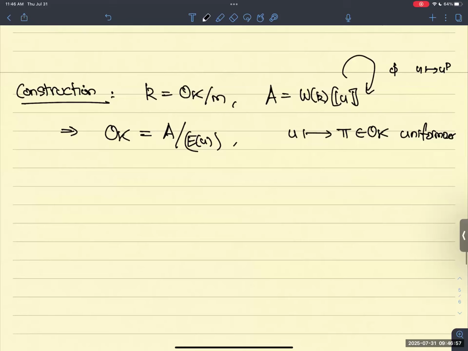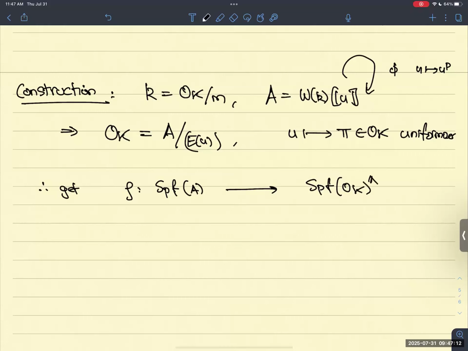And so the first claim is that you get a natural map to the stack Spf O_K prism out of this. I'll call this map rho. It's a map from Spf A to the stack where prismatic crystals live, Spf O_K prism. So it's a way to probe the geometry of the stack.